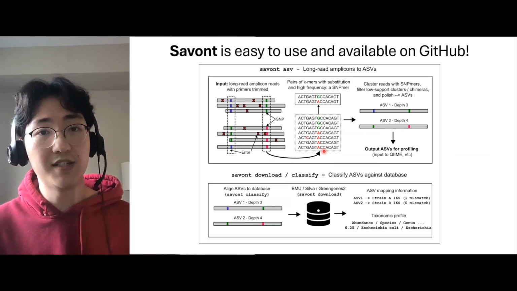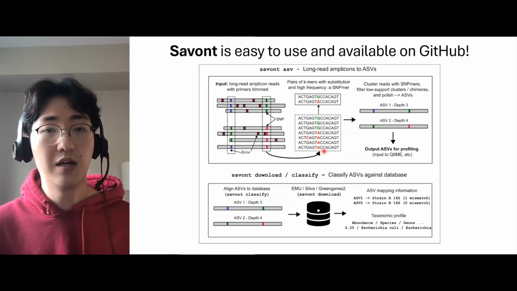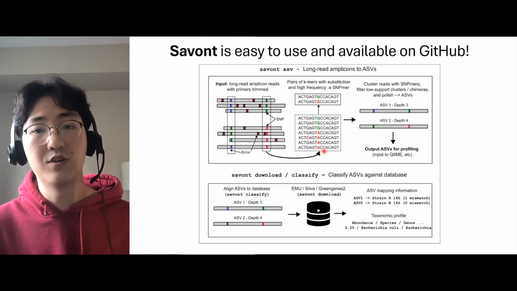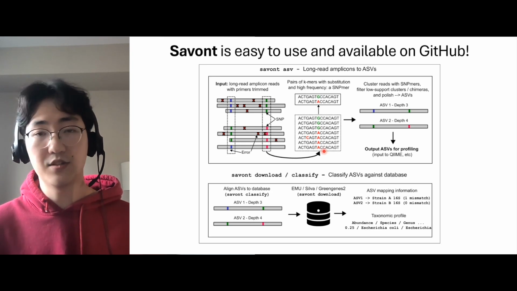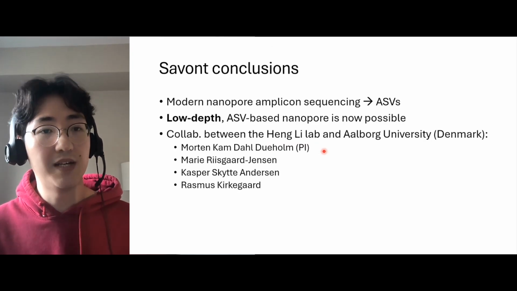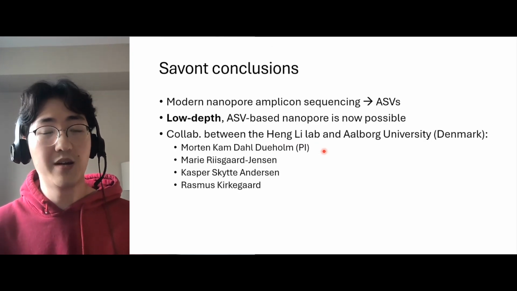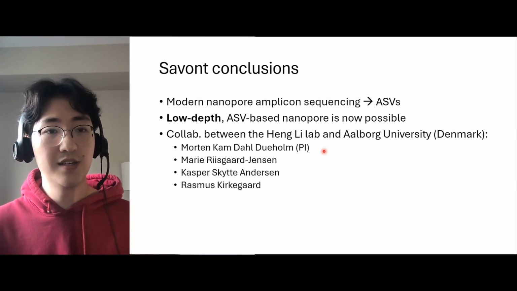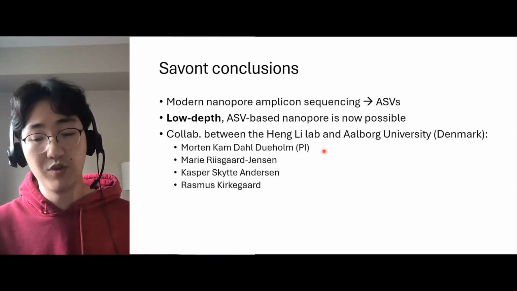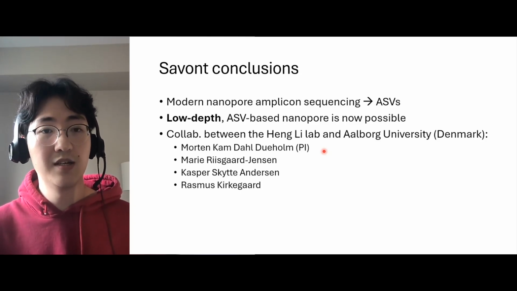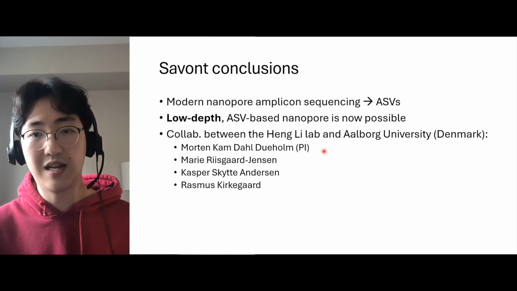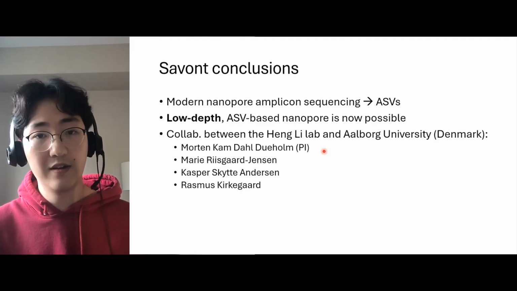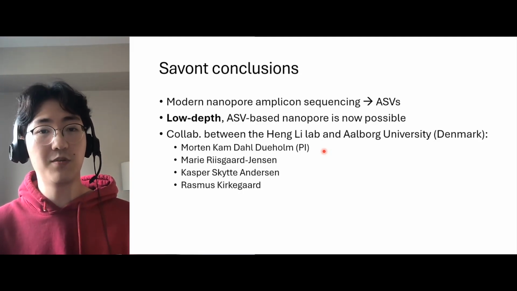And finally, Savant's easy to use and available on GitHub. You can download it, classify your reads against databases, and also generate ASVs. So I'll wrap up by saying that with modern nanopore sequencing, we can get these ASVs at low depth, and we can really enable this ASV-typed amplicon analyses. And this is a collaboration with our colleagues at Aalborg University.